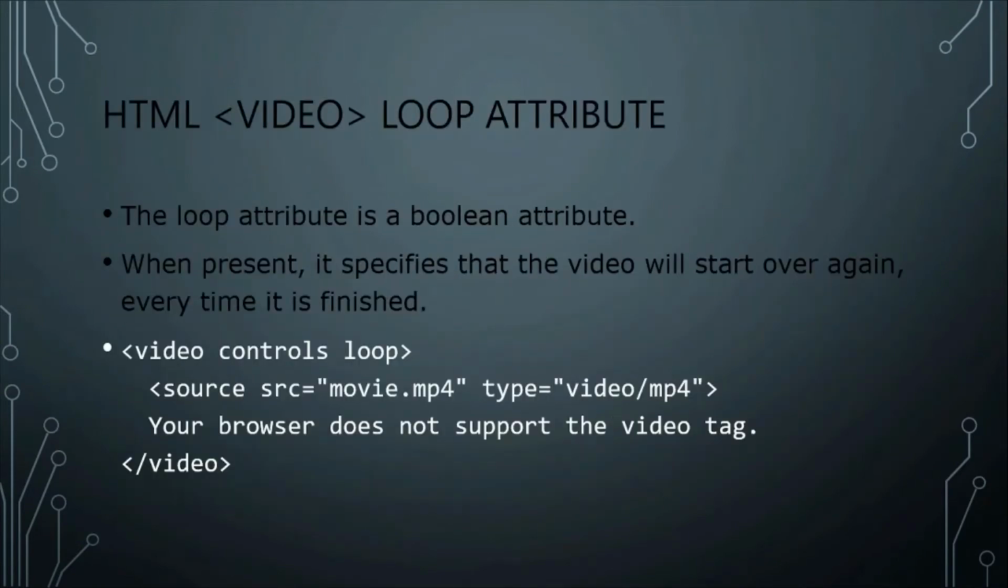So the next one is the loop attribute. The loop attribute is also a Boolean attribute. When present, it specifies that the video will start over and over again every time it is finished. I've already told you about this. So for it, we only have to write the loop and the controls attribute in the video tag, and the source tag, and the your-browser message.